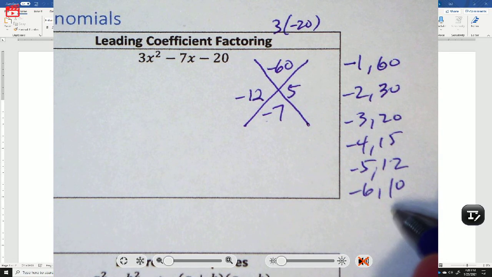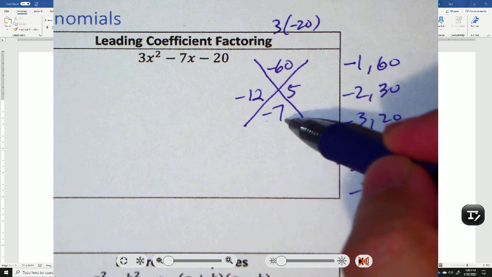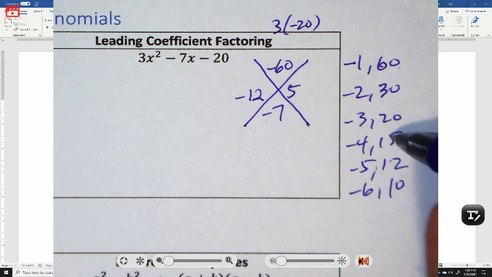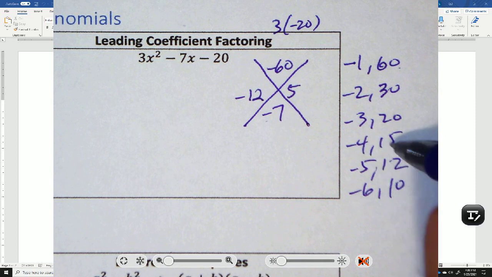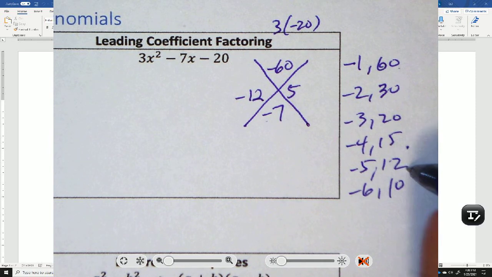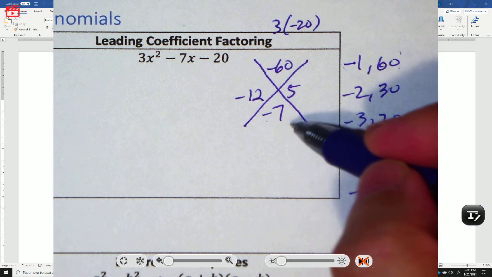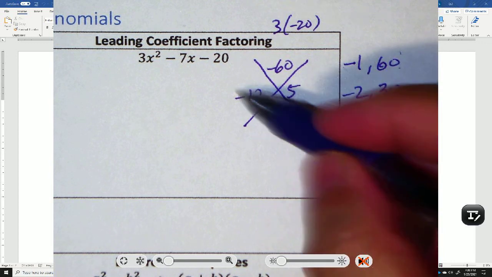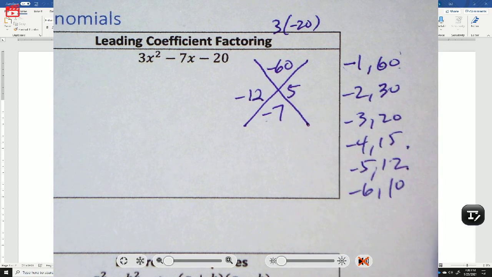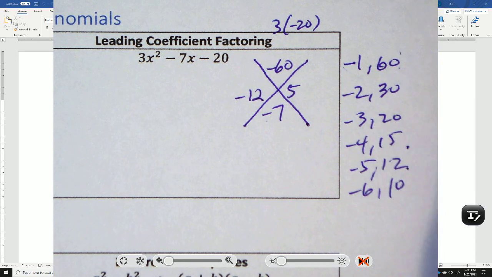Or if you have an idea, like negative 1 and 60 are just too far apart to get negative 7, skip some of these. Jump to like 15. Negative 4 plus 15 makes 11, so that one's closer, and then try the next one. So if the first one you guess is too far away from a number, you can skip a couple of these to get something that's closer to what you want, which is negative 7 in this case. But once you practice this, it becomes a whole lot easier. All right, let's move on.